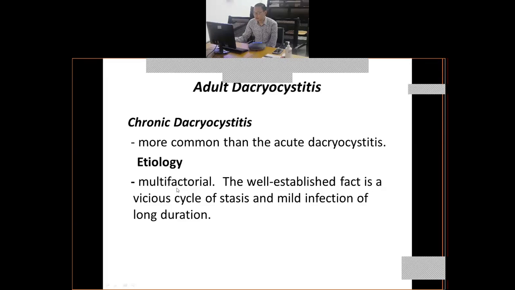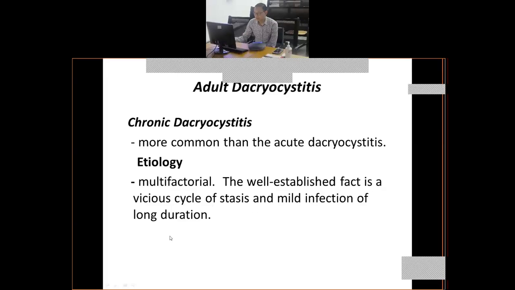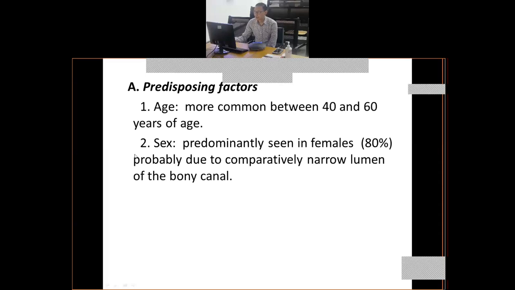Etiology: it can be multifactorial. There is a vicious cycle of stasis and mild infection of the lacrimal sac. Predisposing factors, this is a very important disease in viva. First is age. It is more common between 40 and 60 years of age. In sex, it is more common in females due to the narrow lumen of the bony canals.